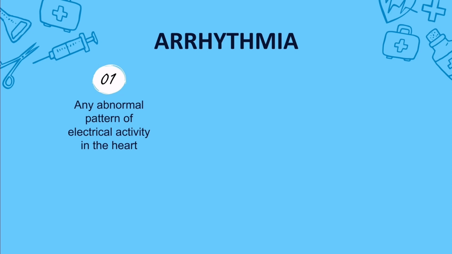Arrhythmia. Arrhythmia is any abnormal pattern of electrical activity in the heart. Normally, the waves of depolarization follow a specific sequence, starting in the SA node and ending with the contraction of the ventricles.